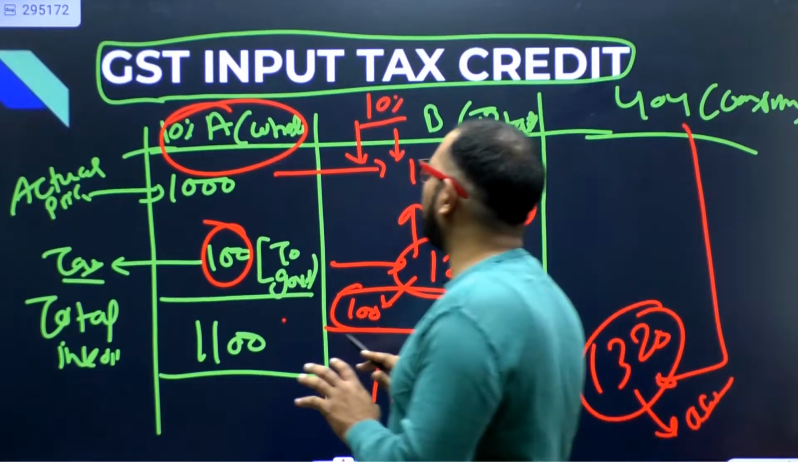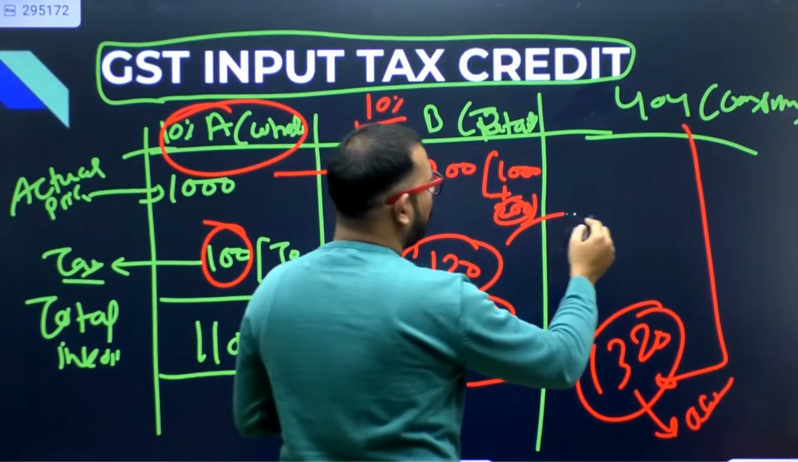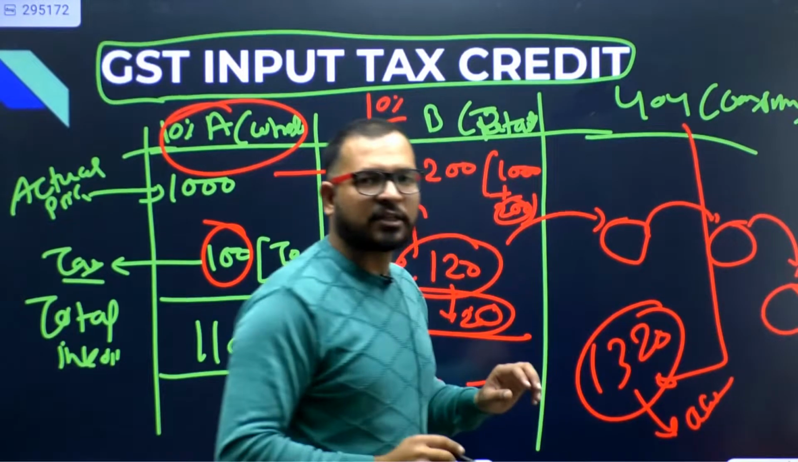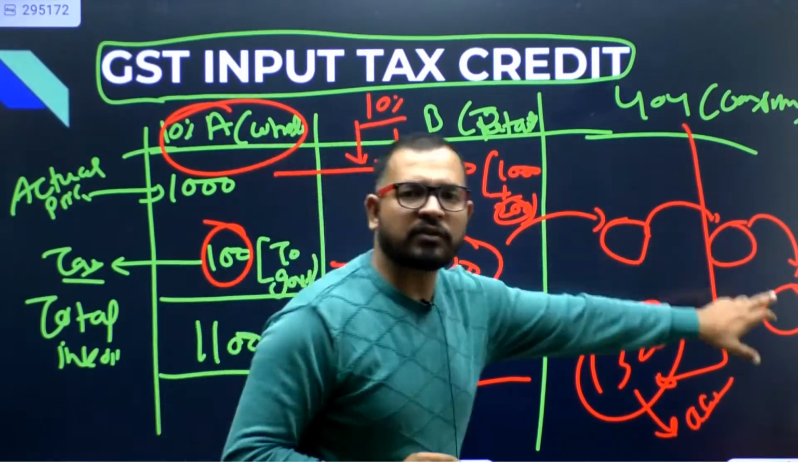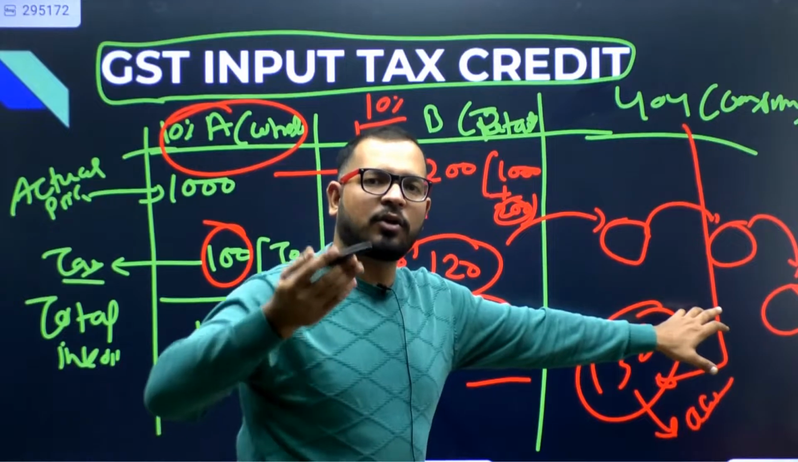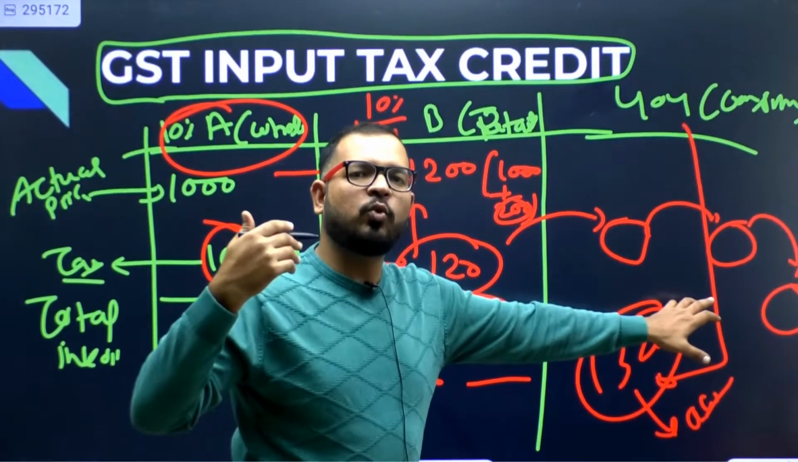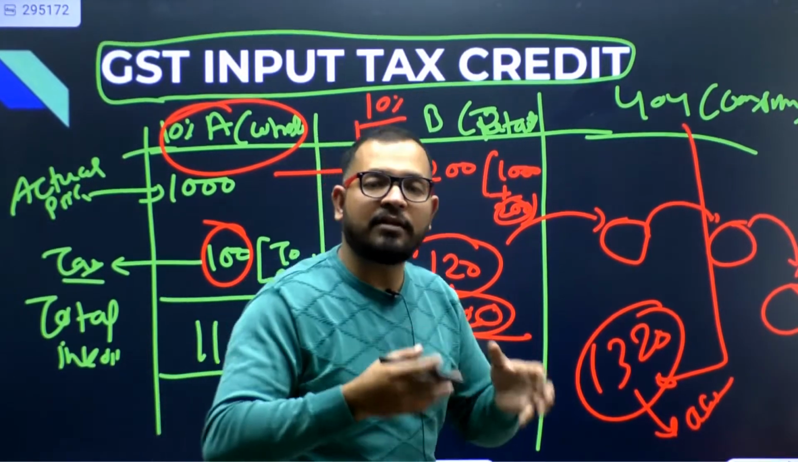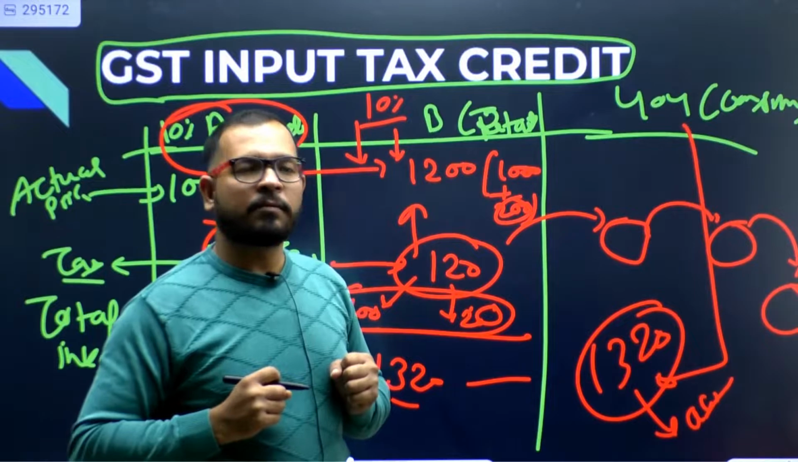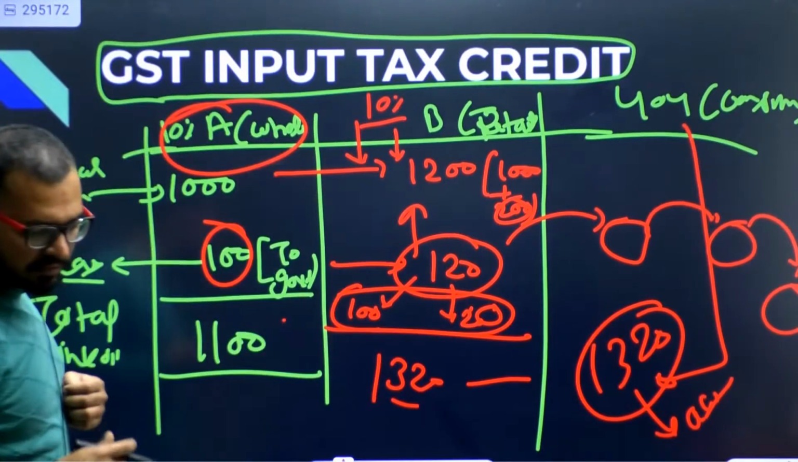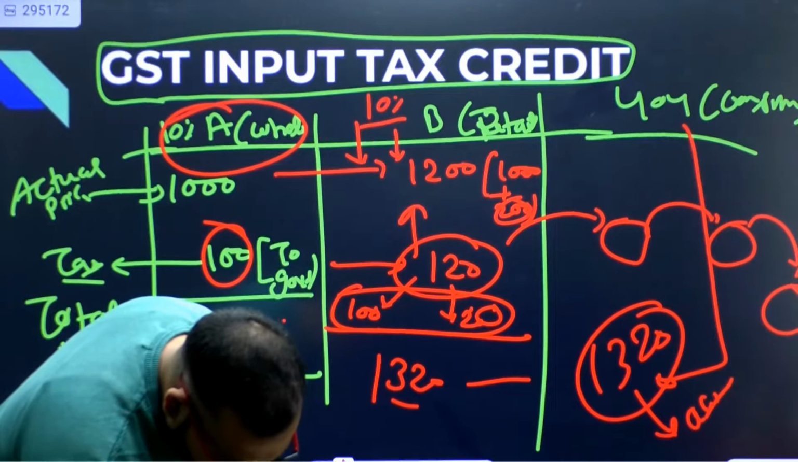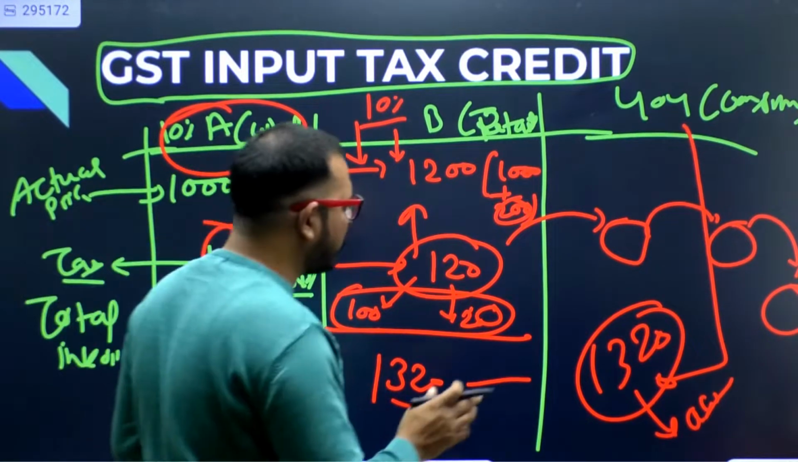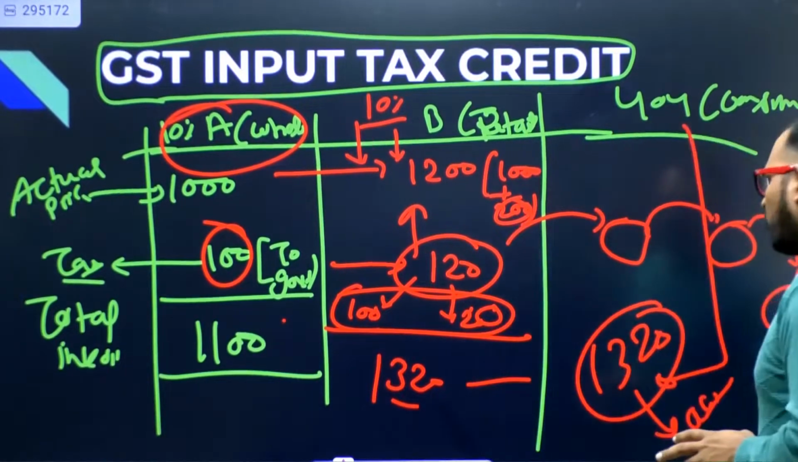So input tax credit means whenever the tax will be paid, the earlier trader, wholesaler or any other person who has already paid the tax will get the tax back from the government. So this is the input tax credit system. I hope Harshita and others, you are understanding the things. If still not, please do let me know.